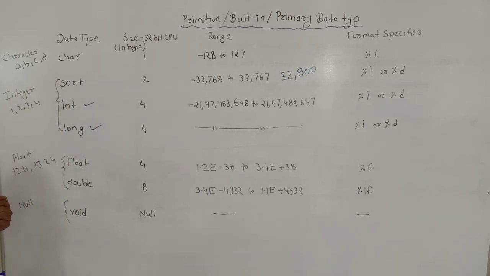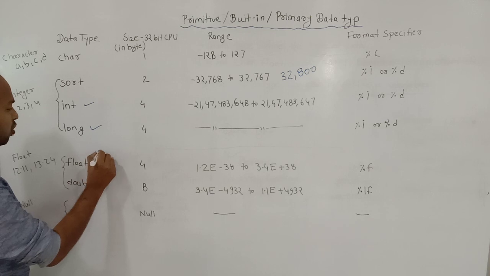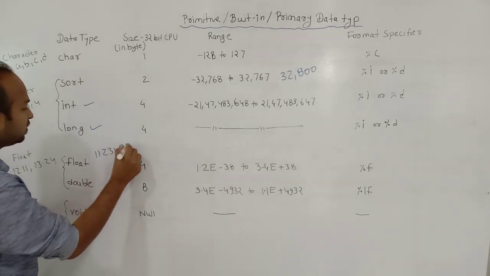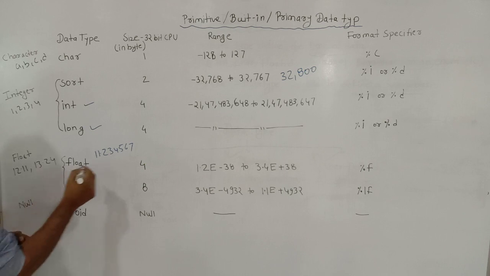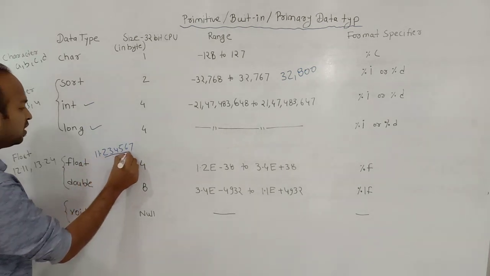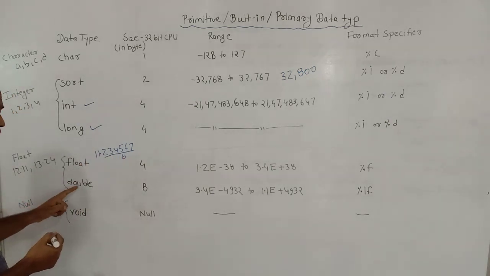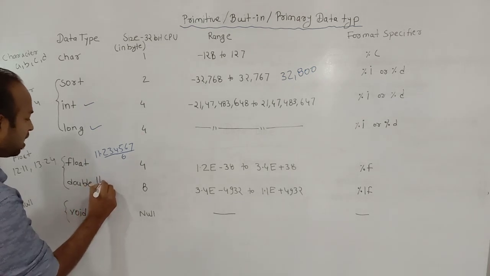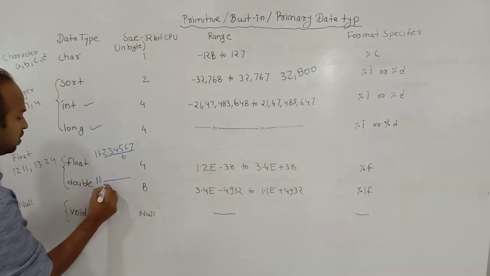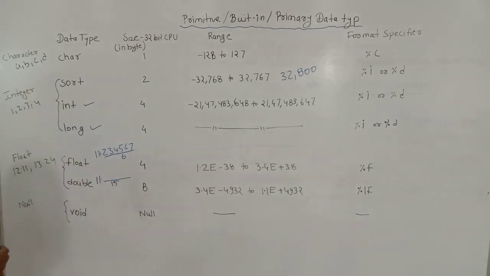Next is float data. There are two types: float and double. Both can store floating data, but what is the difference between them? For example, 11.23456 is an example of floating data. The precision in a float is up to 6 digits. But if I use double, then after the decimal point it can store 15 digits of precision. So this is the difference between both, and double gives more accurate data.